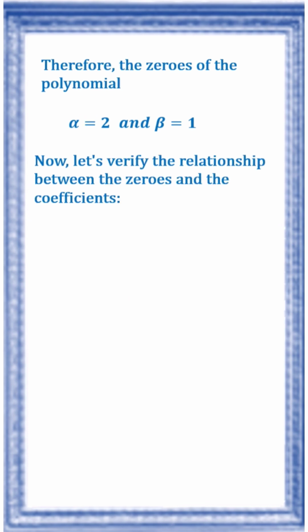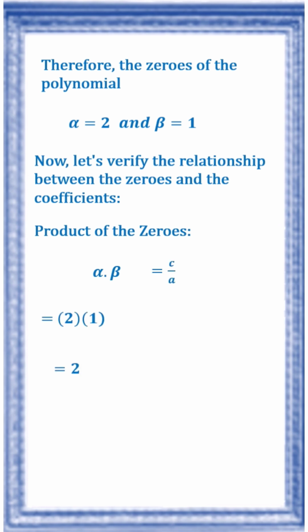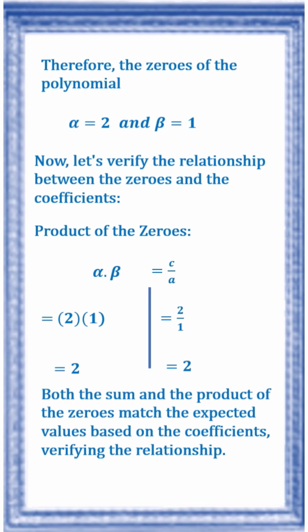Now let us find the product of the zeros, alpha into beta, which is equal to c by a. Alpha into beta, 2 into 1, that is equal to 2. C is 2, a is 1. 2 by 1 is equal to 2. Both sum and product of the zeros match the expected values based on the coefficients, verifying the relationship.